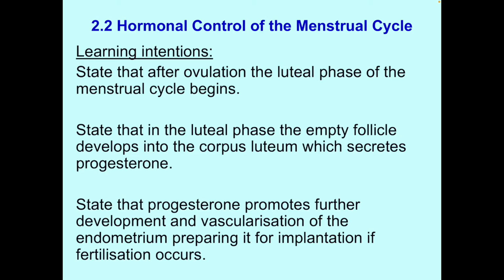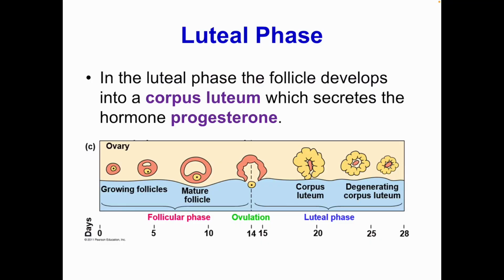The luteal phase takes place after ovulation. So we need to know about the hormones secreted from the corpus luteum and the functions of these hormones. The remains of the follicle will develop into a corpus luteum after ovulation. The corpus luteum secretes progesterone.